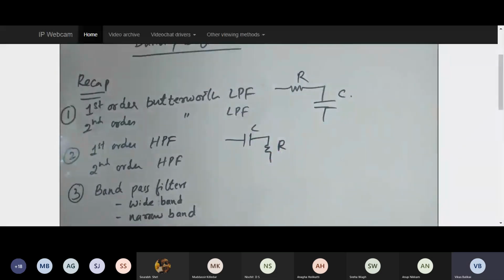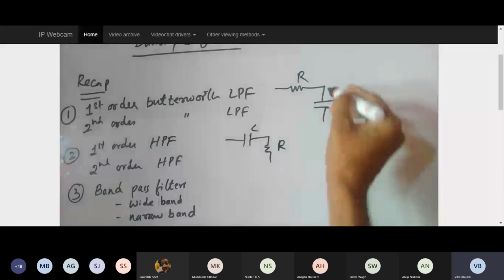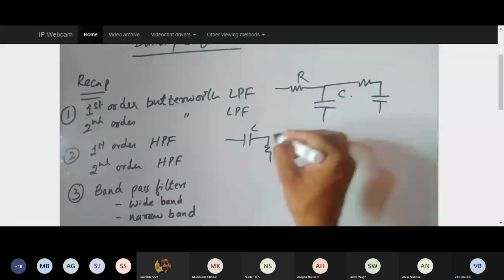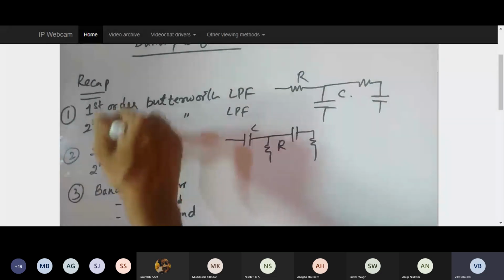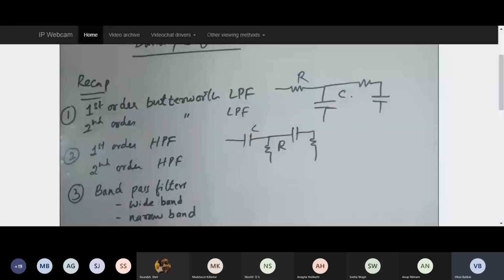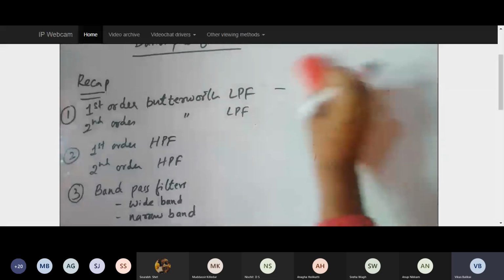And what about the second order? You are just supposed to replicate the same scenario for your second order. Just increase one more R and one more C, that will make your entire circuit behave as a second order. In this way, you can remember the four circuits: first order Butterworth low pass, second order Butterworth low pass, first order Butterworth high pass, and second order Butterworth high pass. So four circuit diagrams are remembered. Once you remember the circuit diagram, drawing the graph is easy.